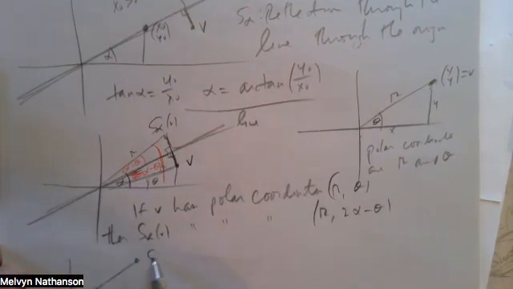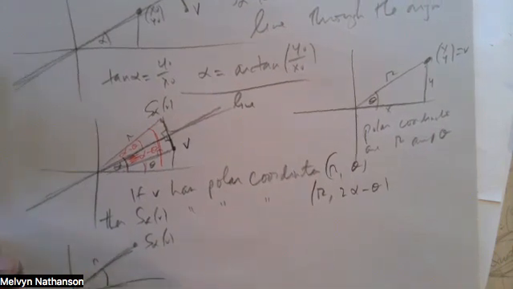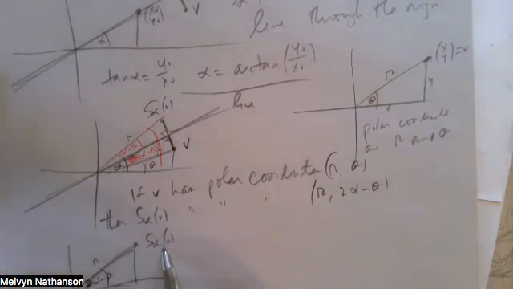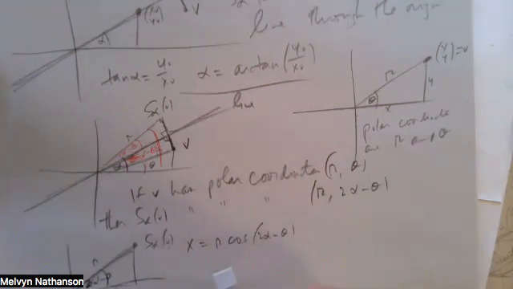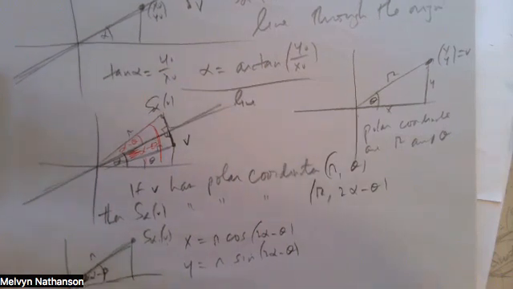So here's S alpha of v, and this is r, and this angle is 2 alpha minus theta. So what are the rectangular coordinates of this? We know that x is r times the cosine of 2 alpha minus theta, and y is r times the sine of 2 alpha minus theta. Or let me call these x prime and y prime.